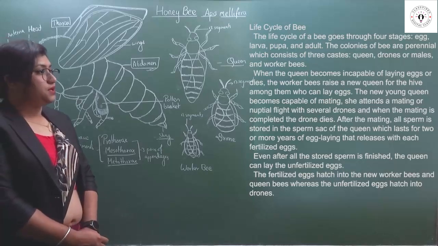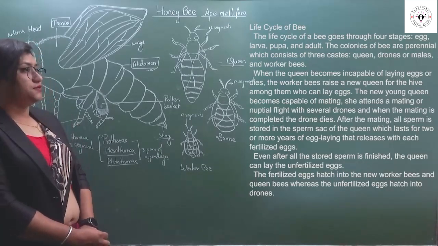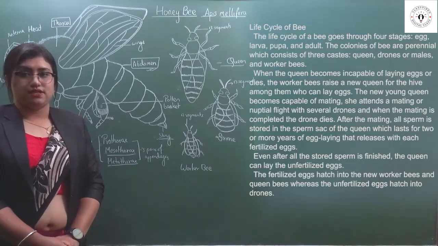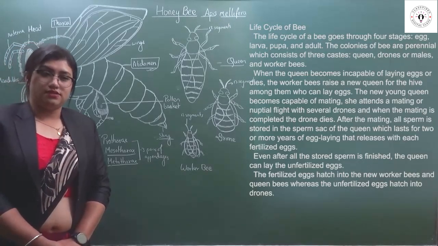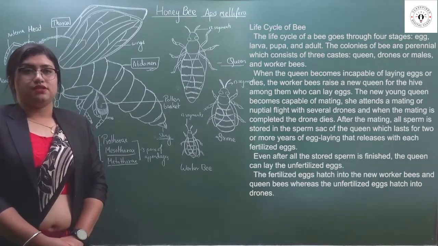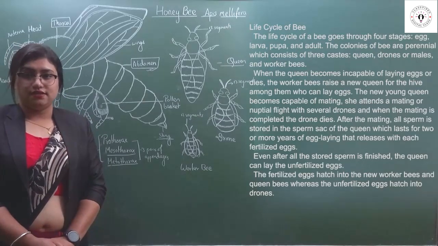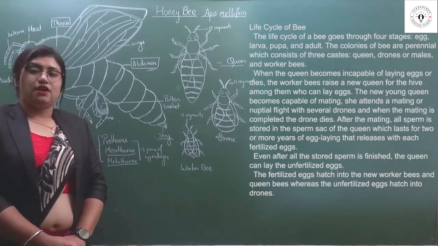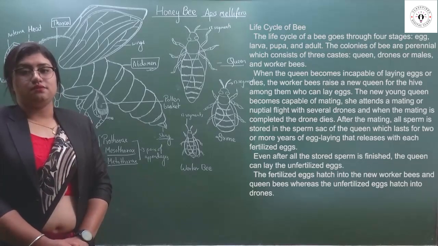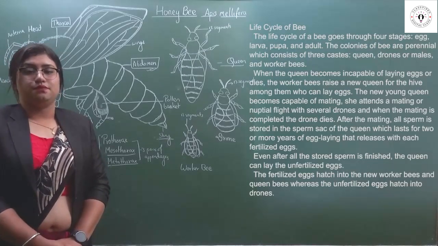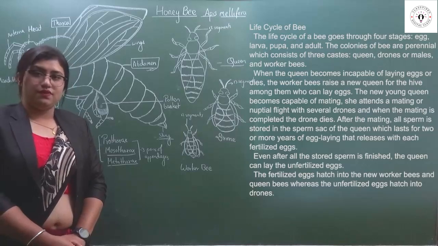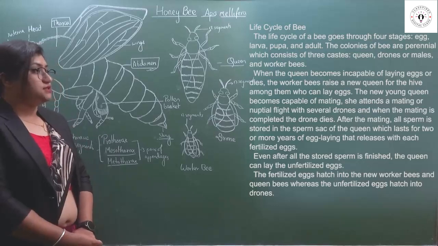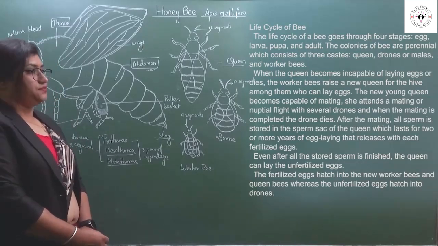Here, once the queen bee becomes capable of laying eggs, she first has the flight which is known as the mating flight or the nuptial flight. Once she is ready to lay the eggs, the drones also fly along with her. During the mating season, the drones transfer their sperm to the queen bee, and it is known as the mating or the nuptial flight.